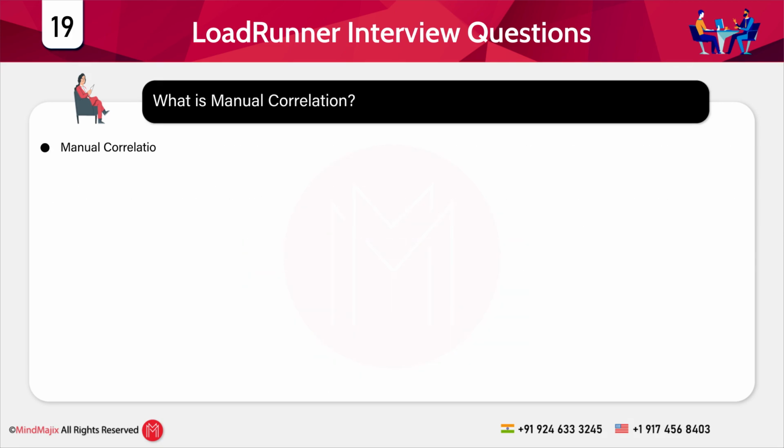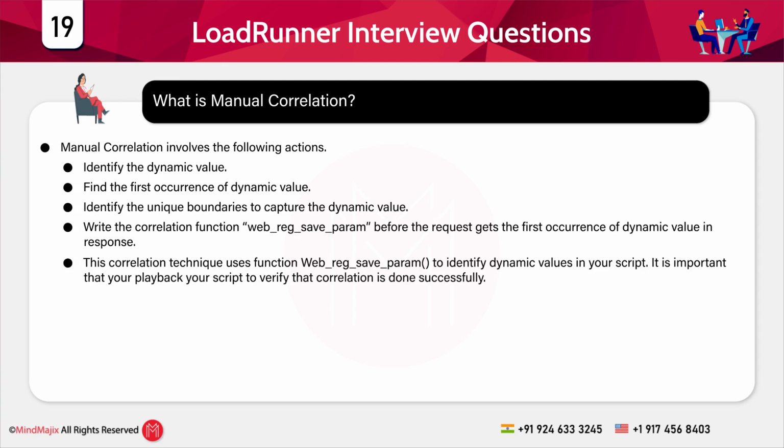Manual correlation, where you have to identify the dynamic value and then you have to capture the boundaries or attributes, and you have to use the command web_reg_save_param or web_reg_save_param_ex or regular expression or attribute, and you have to write your own correlation, left boundary, right boundary, or the regular expression.